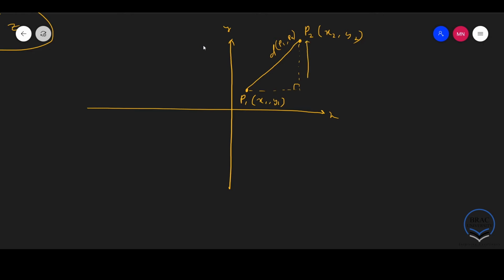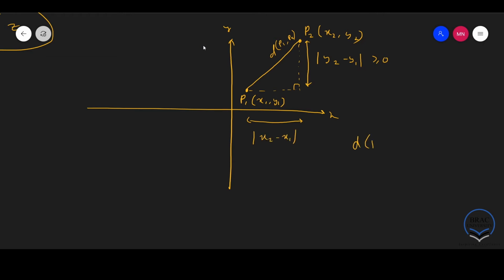So if I just knew this vertical distance and this horizontal distance, I should be able to work this out. So what will be this vertical distance? That will be just the absolute value or the modulus of the difference between my y coordinates, right? So we will have y2 minus y1. We're considering the modulus because we want something non-negative, since this is a distance, right? And similarly for the horizontal distance, this will be x2 minus x1, right?